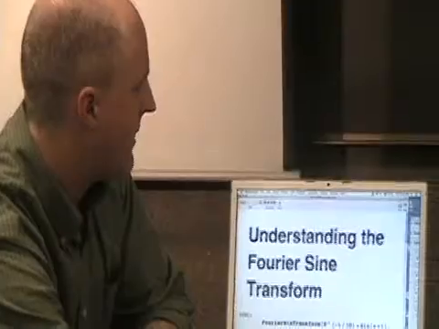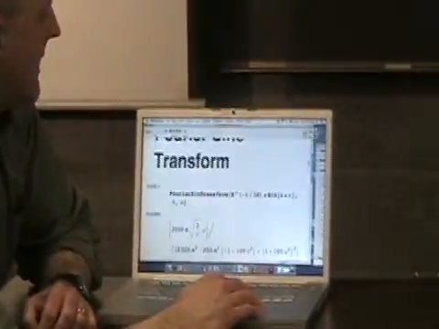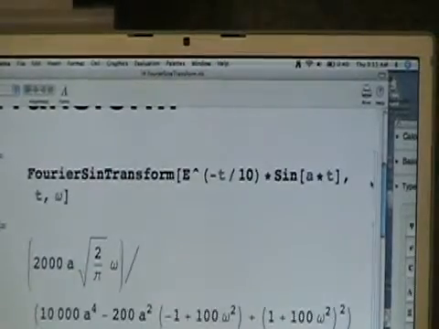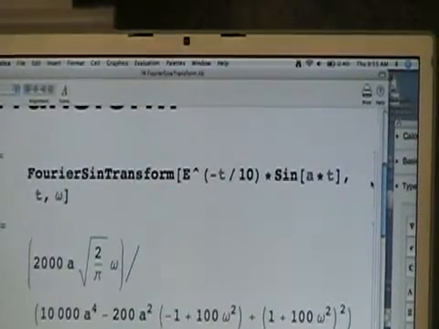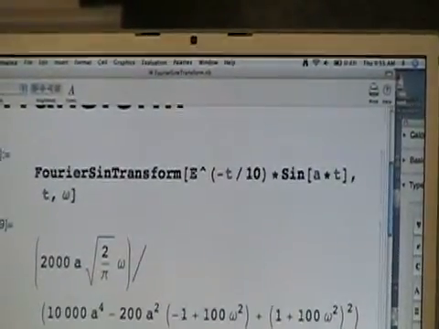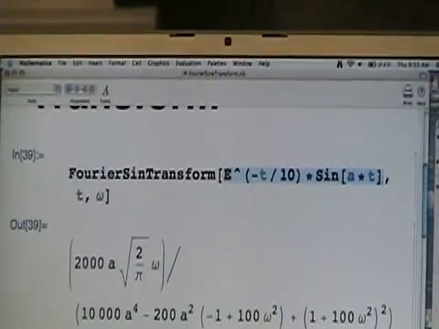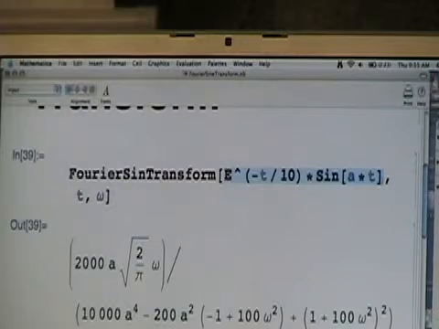But there are more specialized versions of the Fourier transform called the Fourier sine transform or the Fourier cosine transform. They're a little simpler. And Mathematica has built-in Fourier sine transform, Fourier cosine transform, Fourier transform commands. Here what I've done is I found the Fourier transform of the function e to the negative t over 10 times sine of a times t, where a is thought of as a constant here.